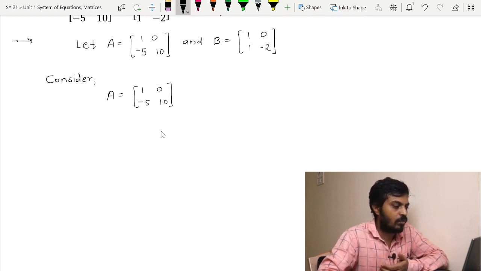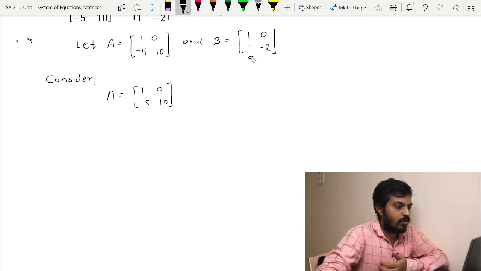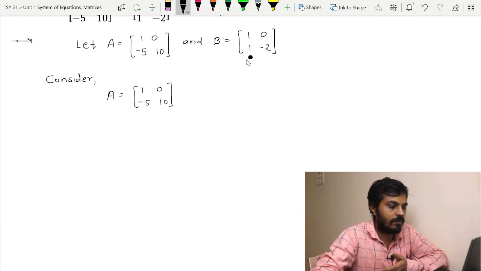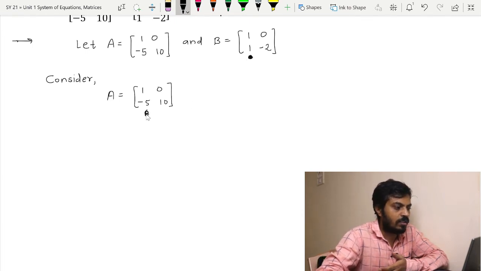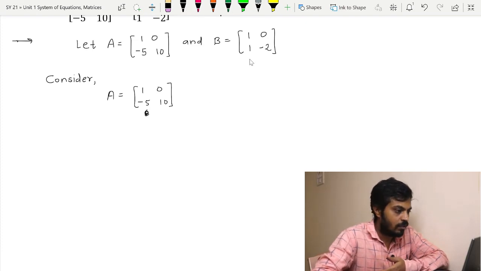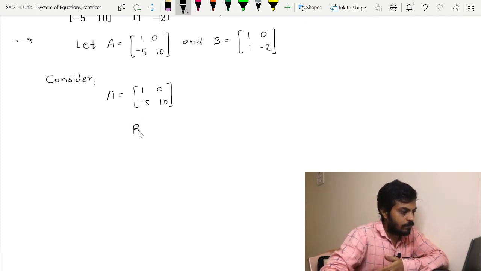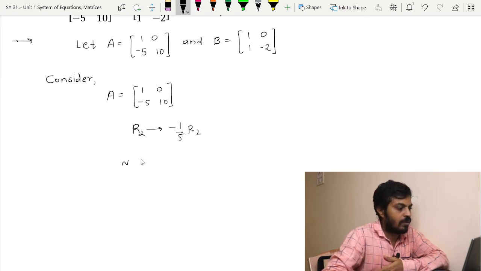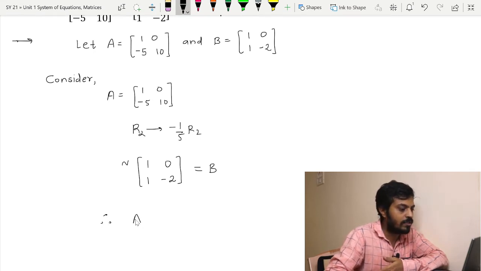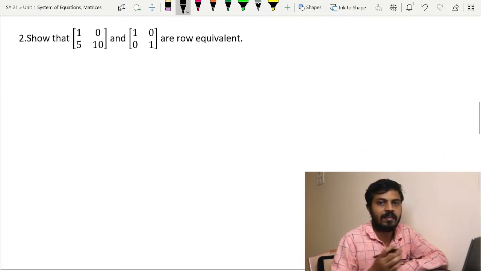Can you guess that row operation? You can see that in the second row of B, the first entry is 1. So naturally I want 1 over here. By performing 1 upon minus 5 R2 we will get it, right? So by performing this, we will get the matrix which is nothing but the matrix B, and therefore A and B are row equivalent. Now let us see the second example.